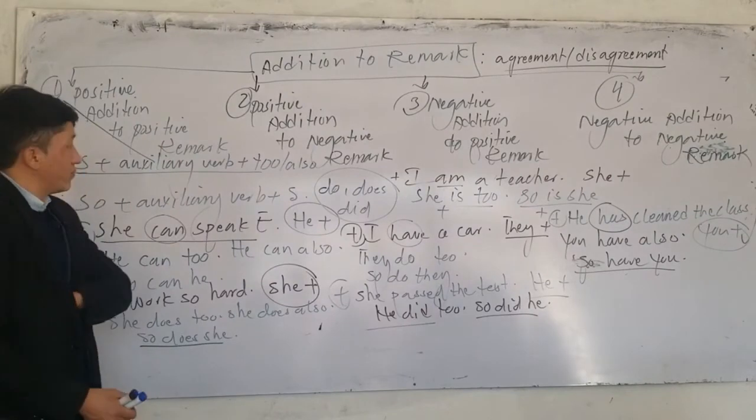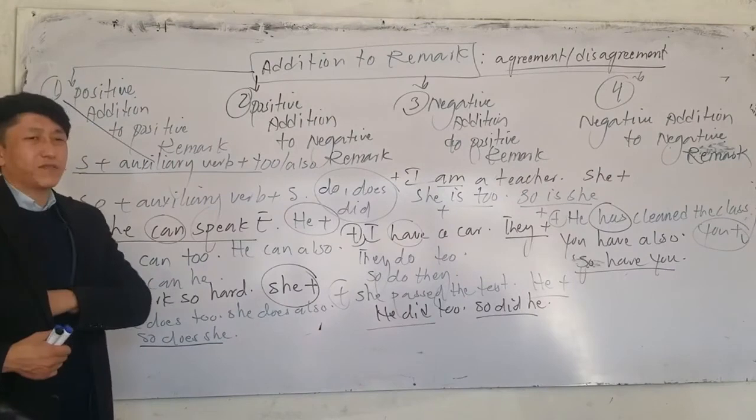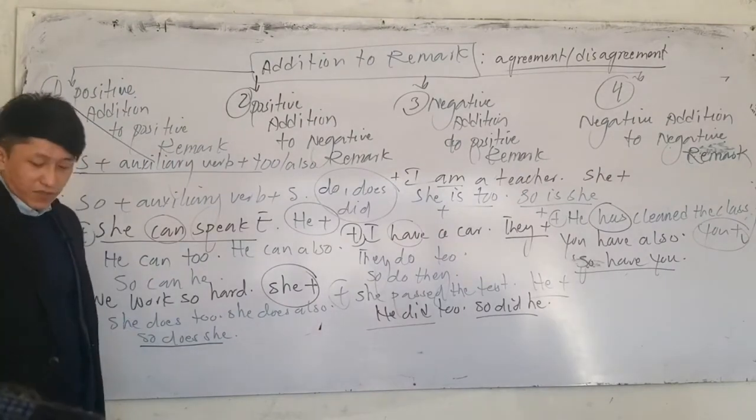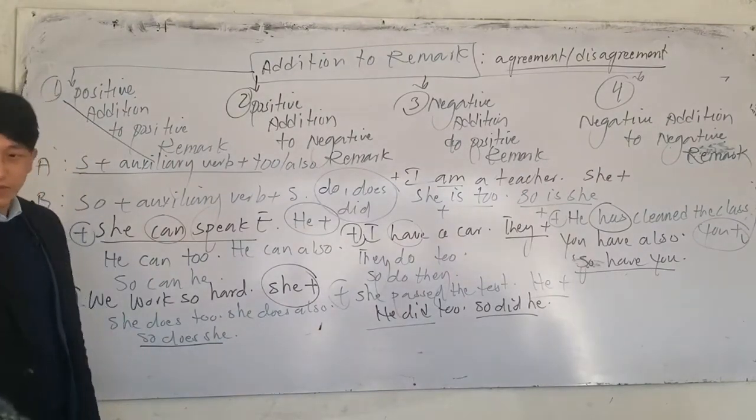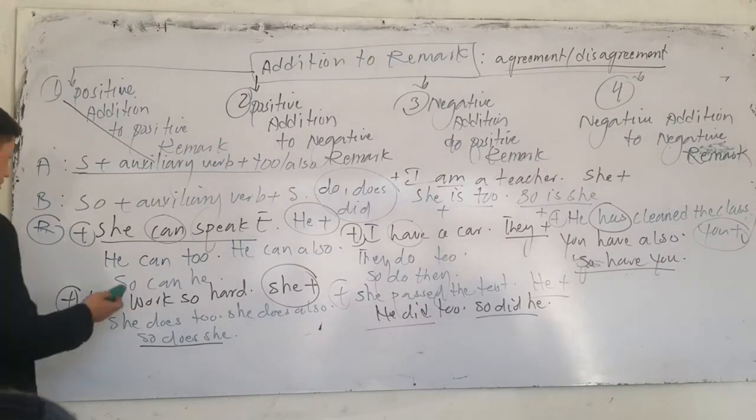What is the second rule? We have positive addition to which remark? To negative remark. Now here in this sentence, we want to say that we are different, or the subject is different. Done? Is it difficult? No, it's not. It's like a piece of cake.